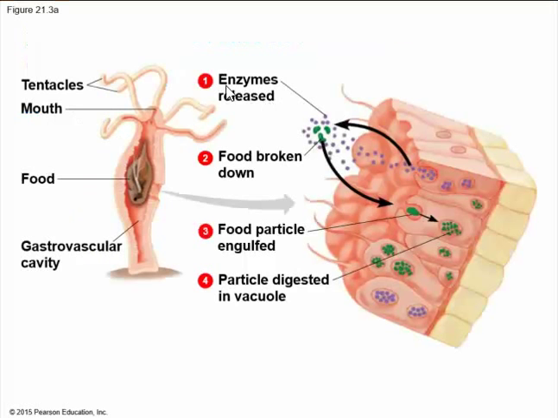All right, the hydra has a one-way track. Mouth is anus. It takes the food internally into the gastrovascular cavity. There's no chewing going on, but enzymes are released, which break it down, and then nutrients are absorbed, and then what's not digested gets spit out.